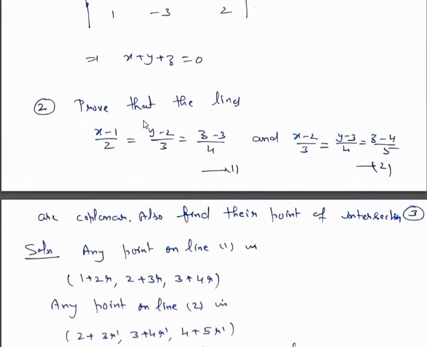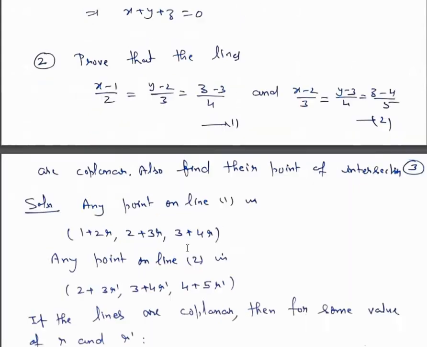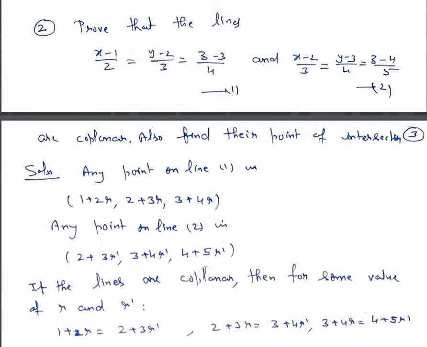Let's take the second example. Prove that the lines (x minus 1)/2 = (y minus 2)/3 = (z minus 3)/4, and (x minus 2)/3 = (y minus 3)/4 = (z minus 4)/5 are coplanar. Also find their point of intersection. Now as done in the previous example, we take this equal to r and this equal to r dash. So any point on line 1 is (1 plus 2r, 2 plus 3r, 3 plus 4r). Similarly, any point on the second line is (2 plus 3r dash, 3 plus 4r dash, 4 plus 5r dash).